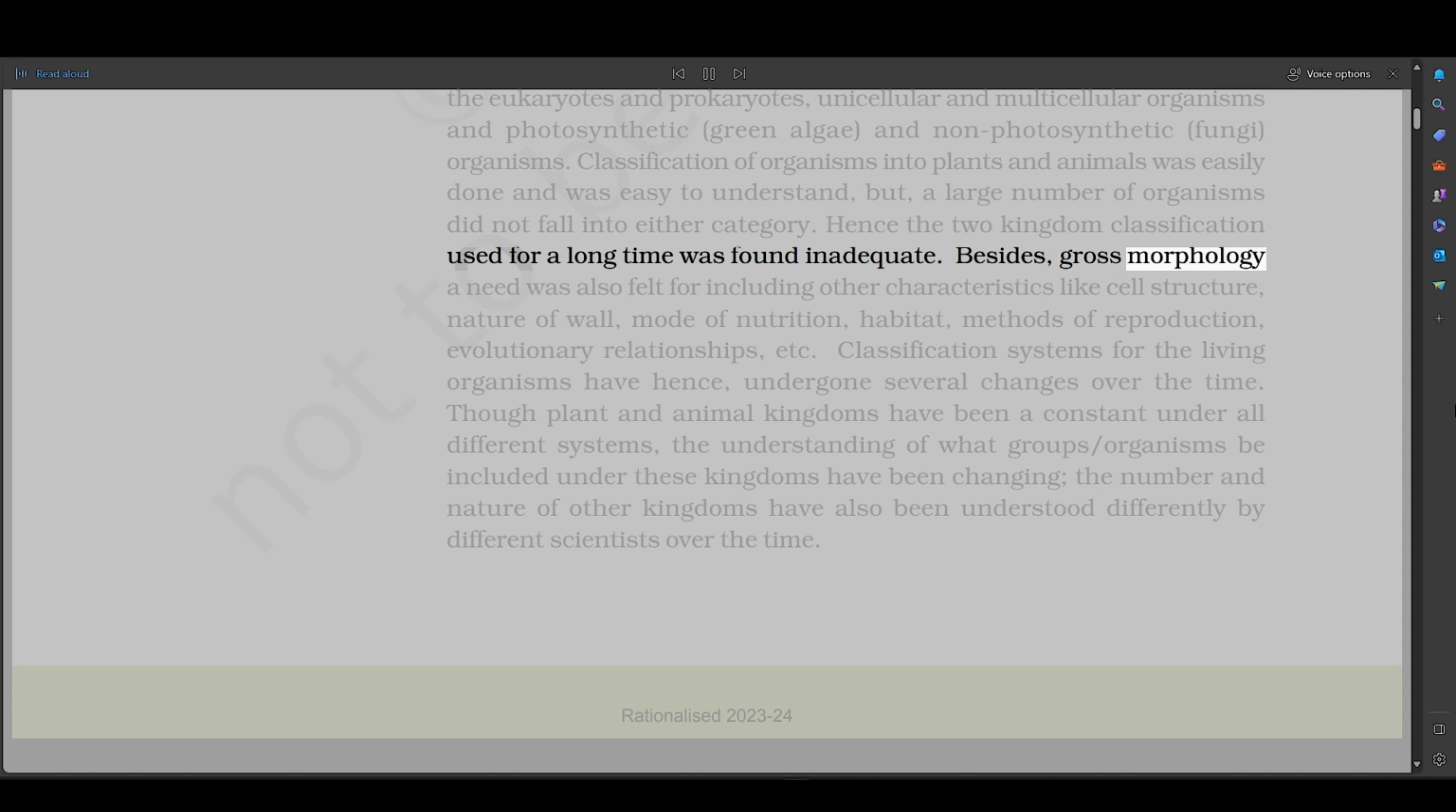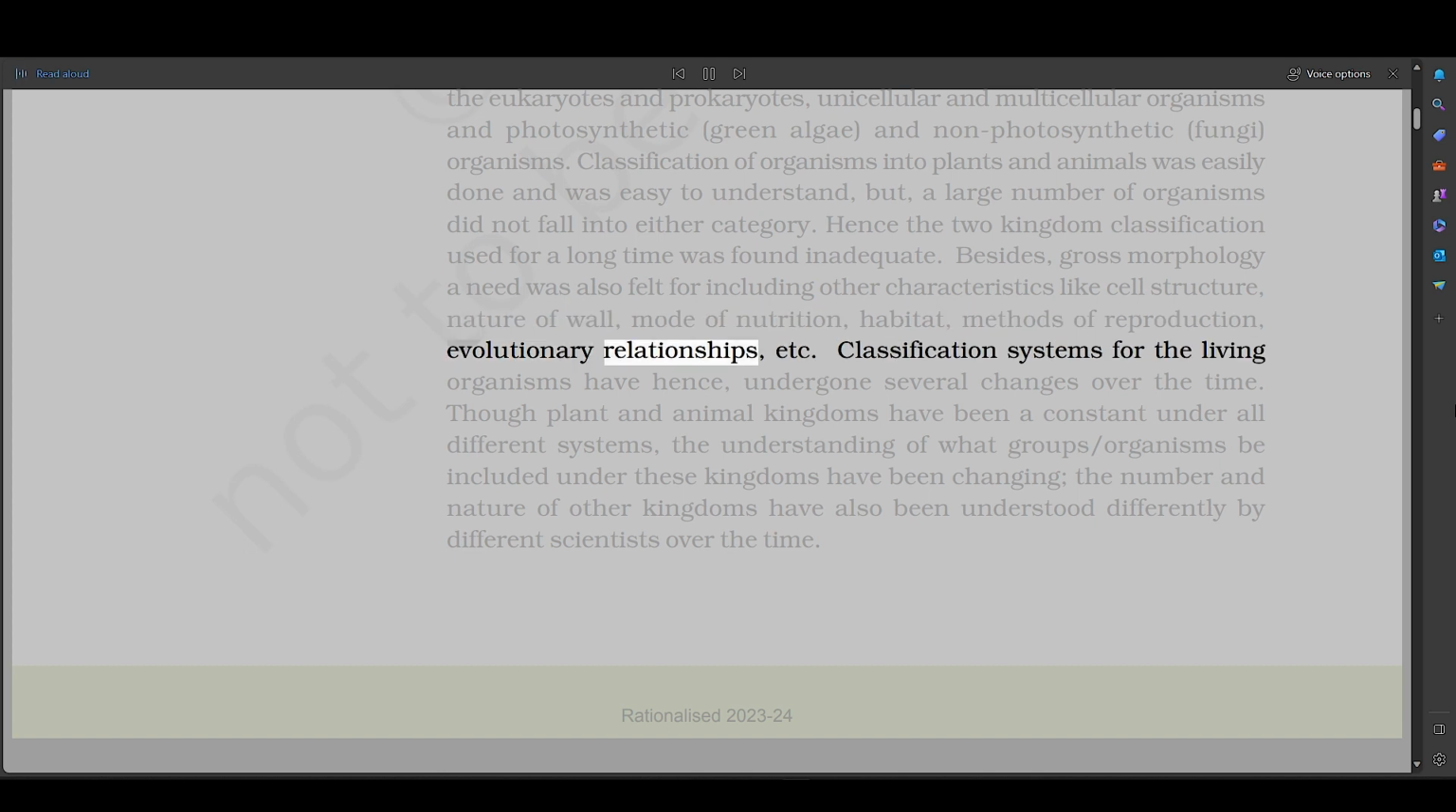Besides gross morphology, a need was also felt for including other characteristics like cell structure, nature of wall, mode of nutrition, habitat, methods of reproduction, evolutionary relationships, etc. Classification systems for the living organisms have hence undergone several changes over the time.